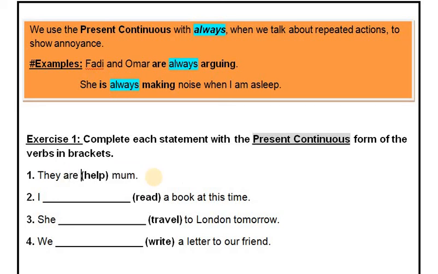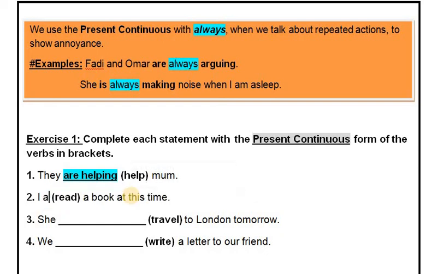What about help? Help هتنزل as it is, then we add ing. So the answer here is are helping. Okay. What about the second one? I read a book all this time. The subject is I, so we need to use am. Read with ing. Reading. Okay, so the answer is am reading.